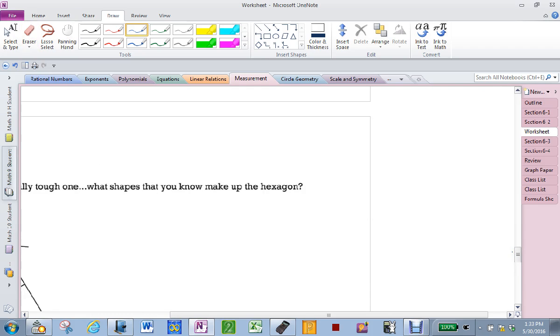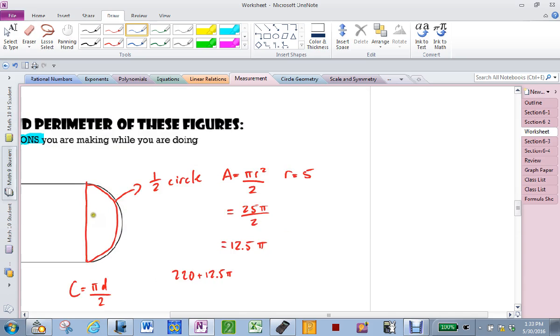So if the rectangle is bigger than the half circle, would you have to do it? You're asking me, how did I know that was a half circle? That's what you're asking me. No. Then what are you asking me?